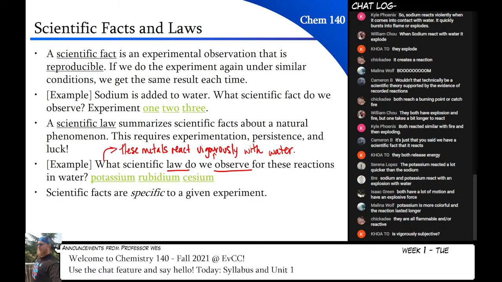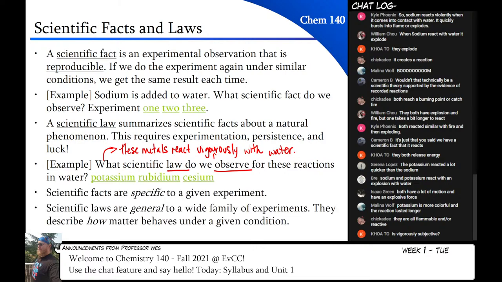So to summarize for this slide, when we look at scientific facts, we are looking at an individual experiment or a single entity. So I can get a fact about sodium. I can get a fact about potassium. I can get a fact about rubidium. Now, if I collect all of those together, then I get a law. So laws are summaries of various facts. That was meant to be an underline, not a cross out. So facts are individual things, laws are for groups of those individual things.